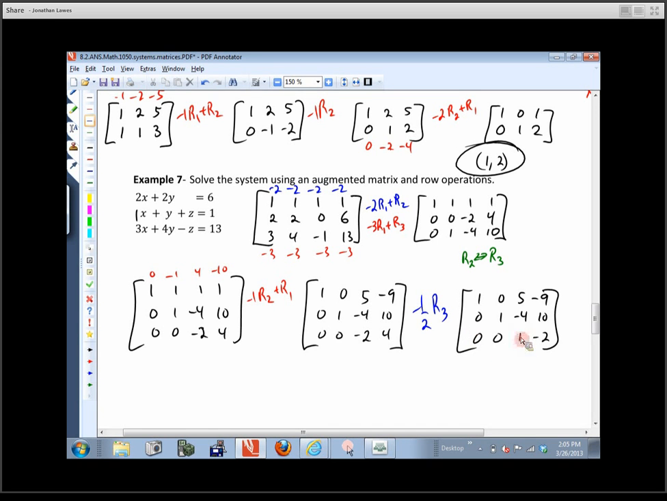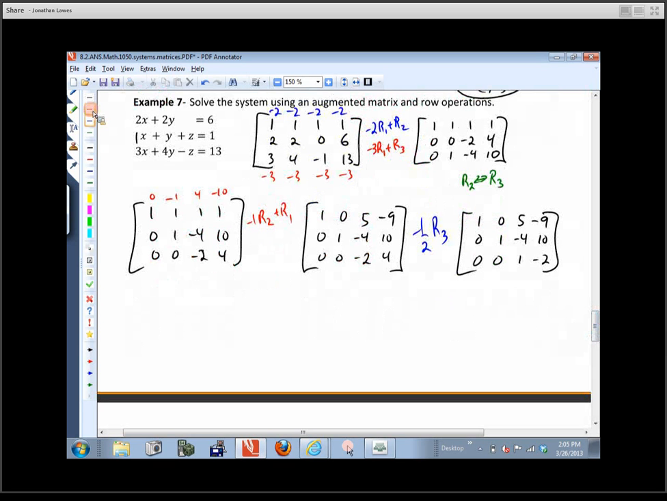But at this point, I'm going to go ahead and finish because the steps for finishing this off are pretty easy. They're very similar to the ones that we just did. So I'm going to take row 3, multiply it by 4, and add it to row 2.